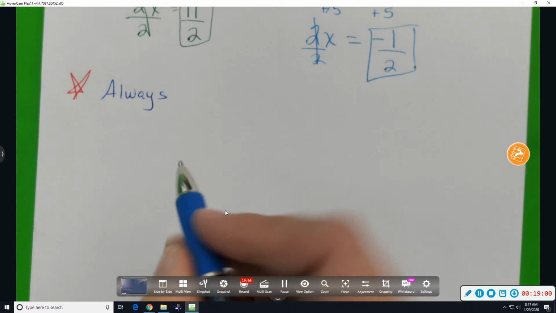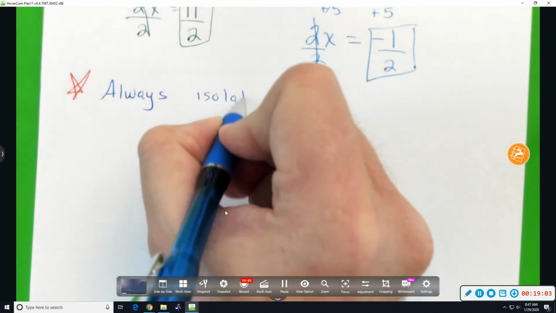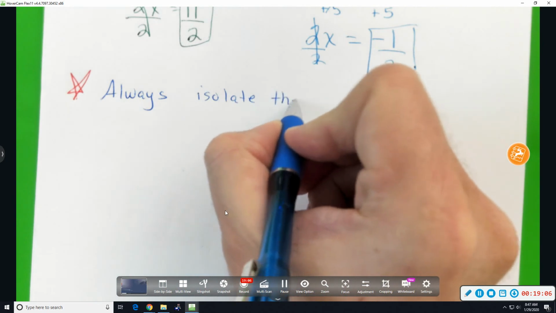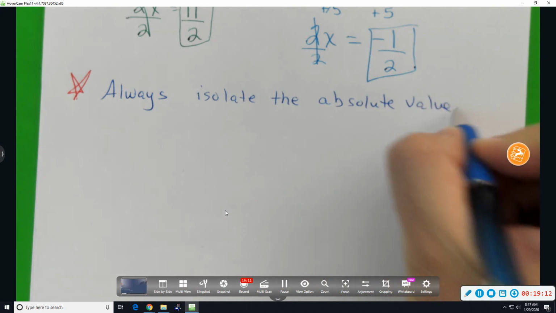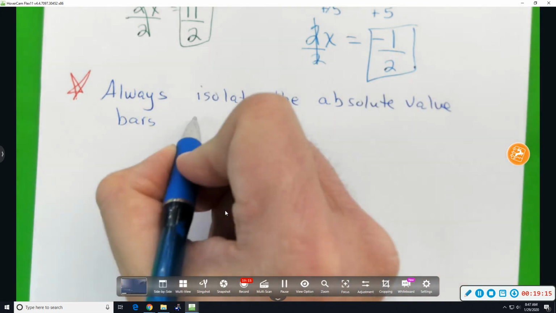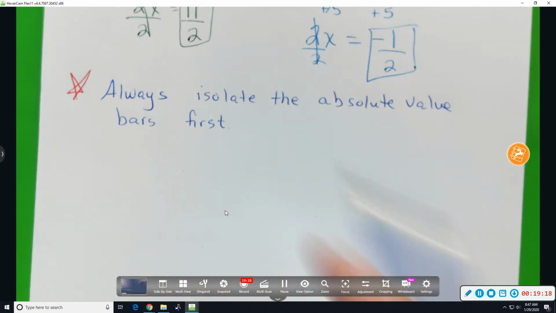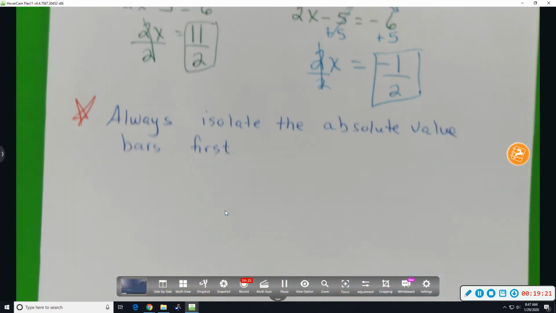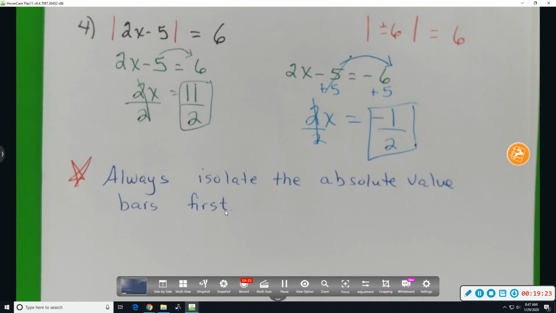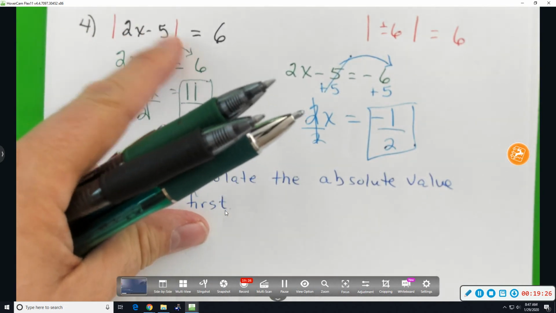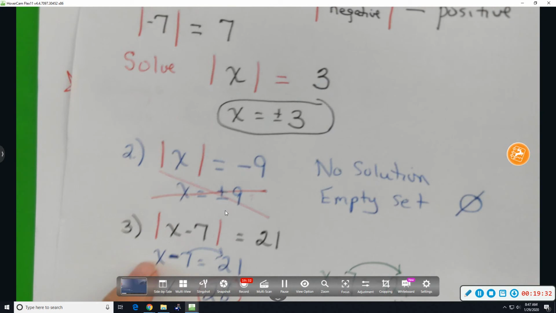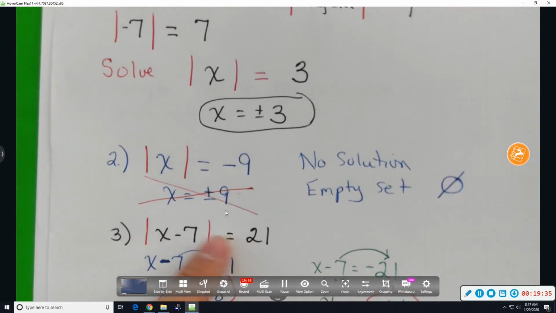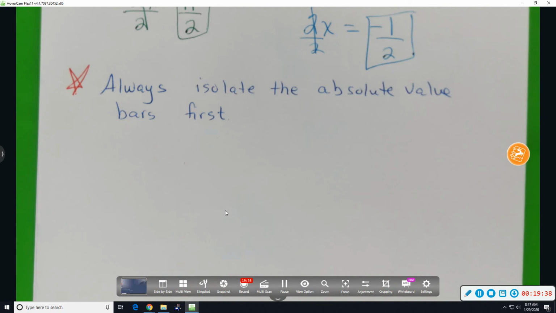Always, always, always isolate the absolute value bars first. The absolute value bars should always be by themselves on one side. Like here on number 4, notice the absolute value bars were by themselves. There was nothing else over there. And on the other problems we've done, like number 3, absolute value bars were by themselves. If you're wondering, what the heck does he mean by themselves? Well, compare it to this one.